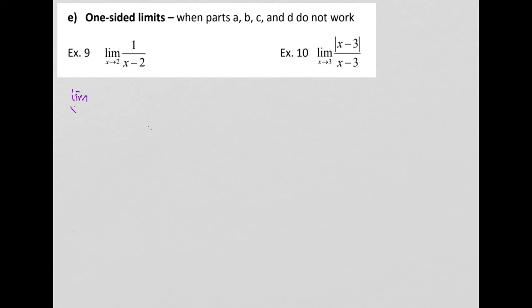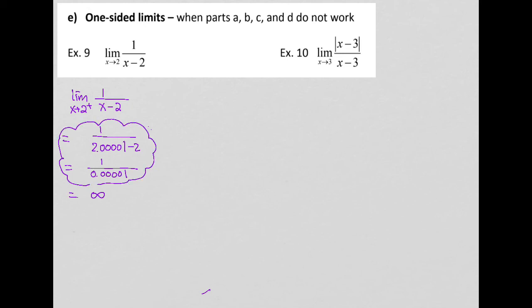The right-hand side limit will be x approaching 2 from the right. So you need to think about it. You are on the right-hand side of 2, very close to 2. So you can imagine the x value is 2.00001 minus 2. Then you're going to get 1 over 0.00001. That really means the limit is going to be a very huge number. So we say the limit is positive infinity. And these two steps is what you think, so you don't write it down. Just say positive infinity.